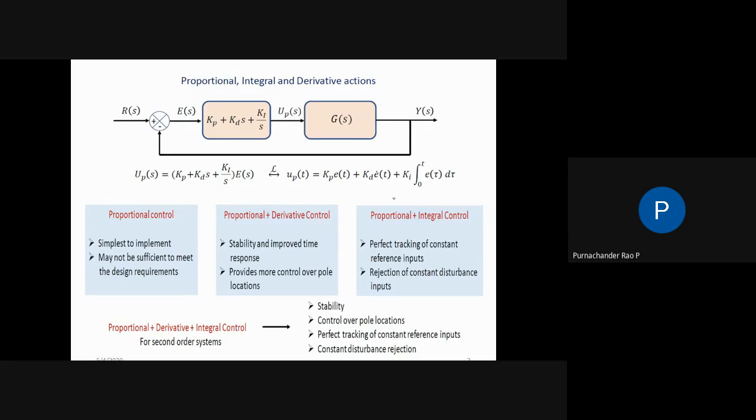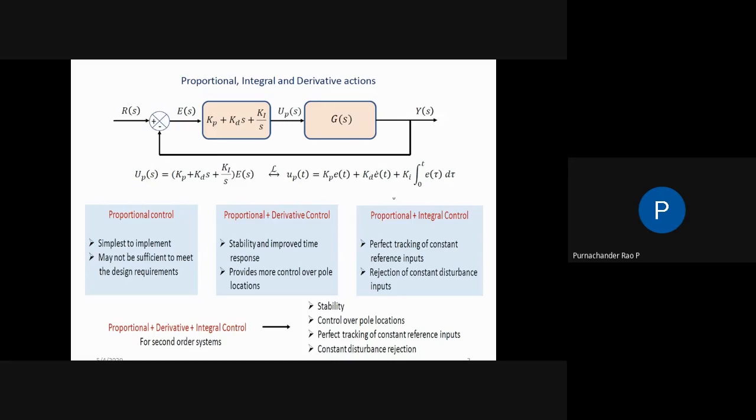Okay, so we have seen the proportional controller. The proportional controller is nothing but a Kp. Only the Kp is there, the gain can be adjusted. It is very simple to implement, but it may not be sufficient to meet all the design requirements, or the performance specifications cannot be obtained by using only a proportional controller. So we go for the proportional plus derivative controller.